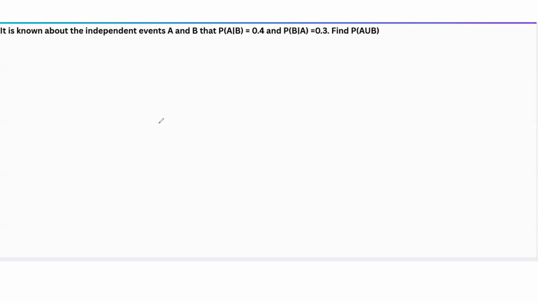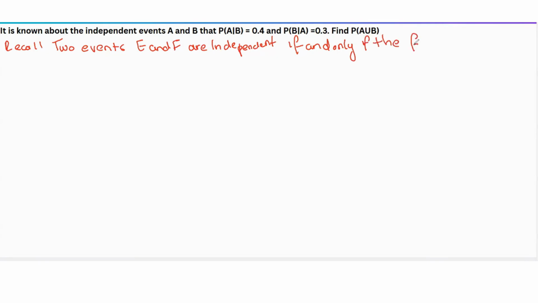We want to look at this question related to independent events. For this, let's first recall some properties of independent events. So recall, two events E and F are independent if and only if the following equivalent conditions hold.